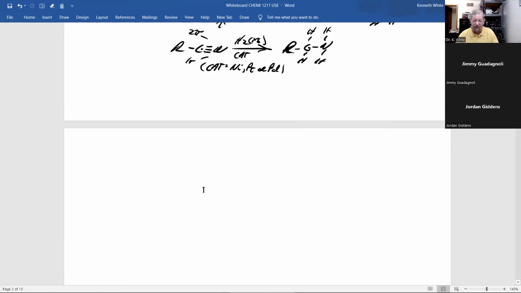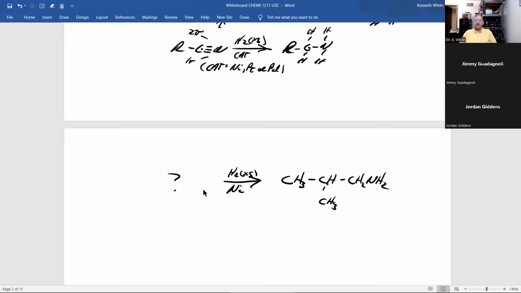Oh, let's do one more. Let's have fun with synthesis. What would you react with hydrogen excess and nickel to make that molecule? Your turn.